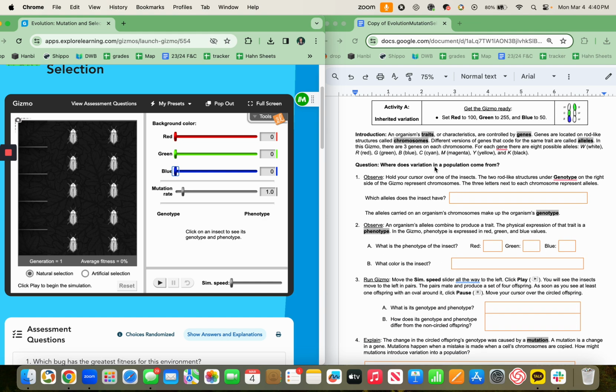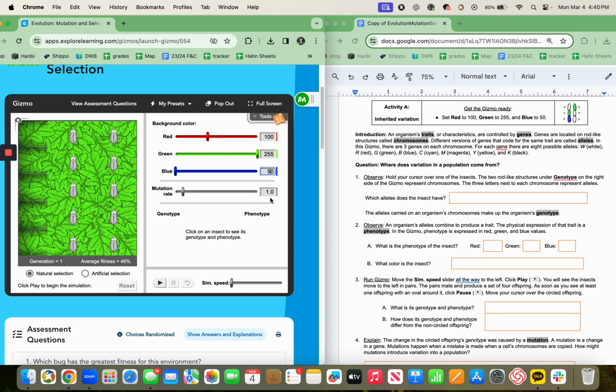Okay, so let's go ahead and set red to 100 and green to 255 and blue to 50. And the mutation rate we'll keep the same. An organism's traits are controlled by genes. Genes are located on rod-like structures called chromosomes. So these are like the chromosomes right here, and these are the genes. Different versions of genes that code for the same trait are called alleles.